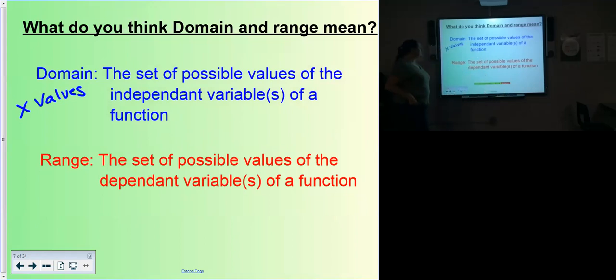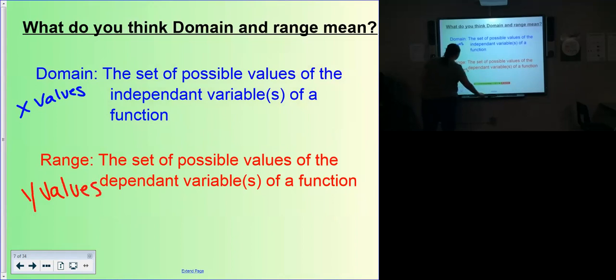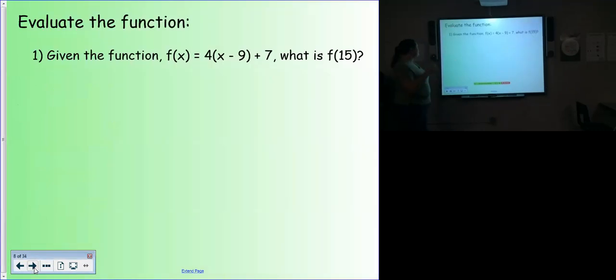Range, the set of possible values of a dependent variable of a function. In other words, all your y values. So domain is going to be all the x values of an equation or a function. Range is going to be all the y values of an equation or function. All right, so before we talk more about domain and range, we need to review something about how to evaluate functions. Pause this video and evaluate this function right now for me, please.